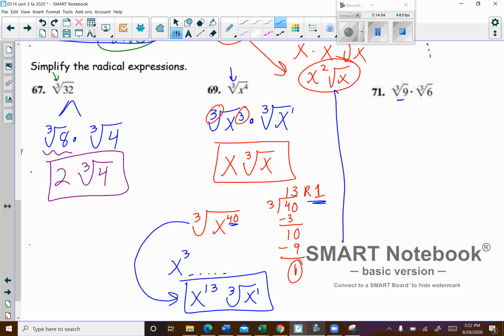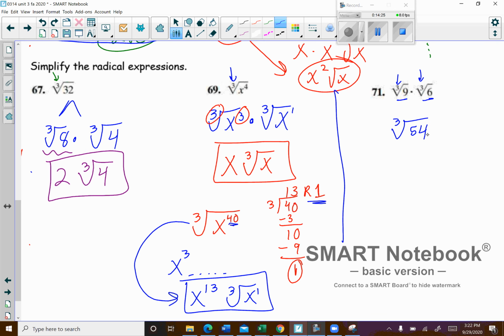So neither one of these are perfect cubes. You might be like, oh, that's a 3, right? Well, if it was a square root, but it's a cube root, so we can't cube the 9. Now what we're going to do, we've done this before, we're going to multiply them together. They have the same index, so we can multiply them together. So this is going to be the cube root of, what is that, 54?